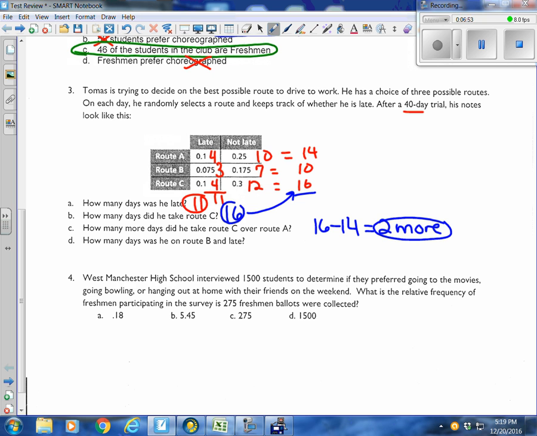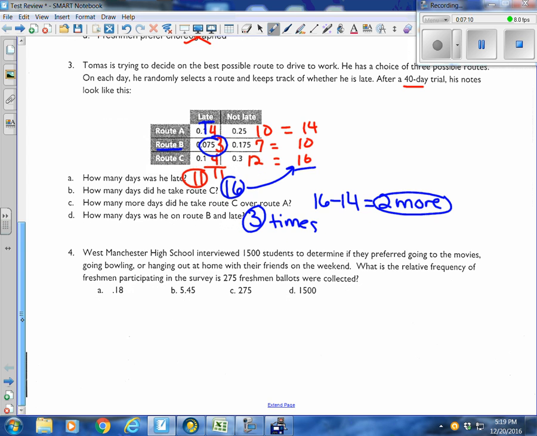How many days was he on route B and he was late? So I'm only looking for one particular part. I'm looking for route B and I'm looking for when he was late. That's going to be that number right there, and that occurred 3 times. So that answer is 3.